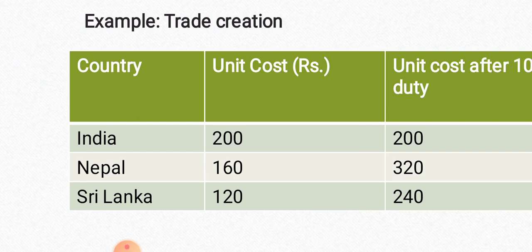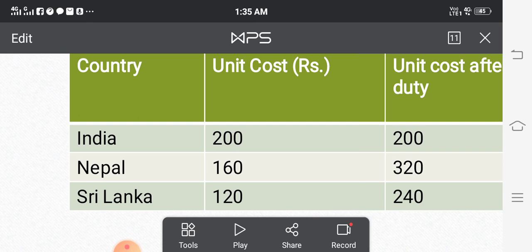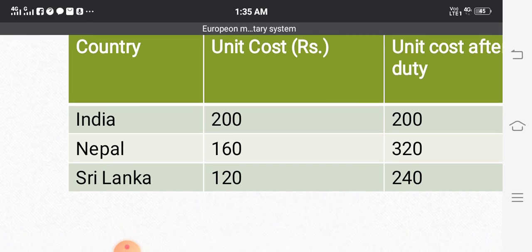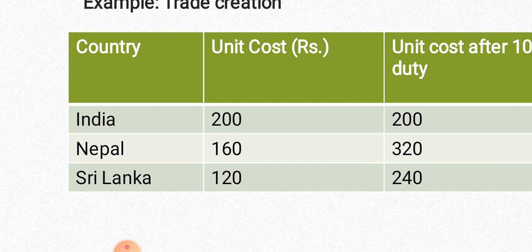So what happens here is that unit cost in Nepal and Sri Lanka becomes higher than India, and hence they cannot compete with goods produced in India. Definitely 320 and 240 are more than 200. So if India and Nepal form a custom union, then tariff on goods imported from Nepal are abolished but India continues to levy 100% import duty on import from Sri Lanka.